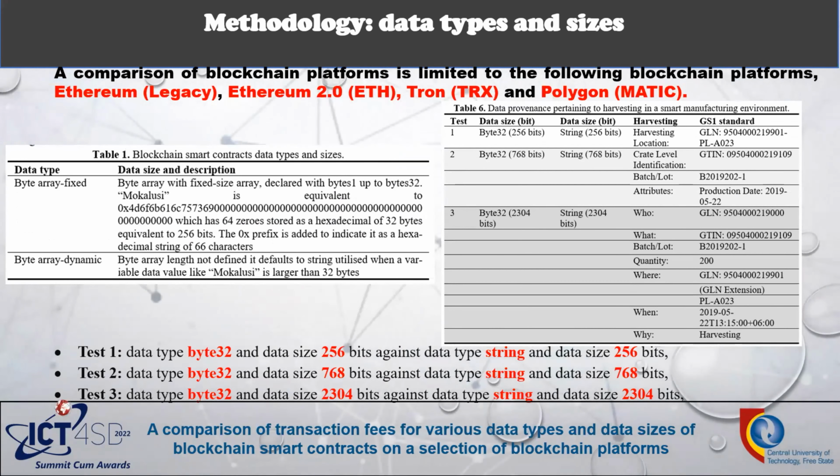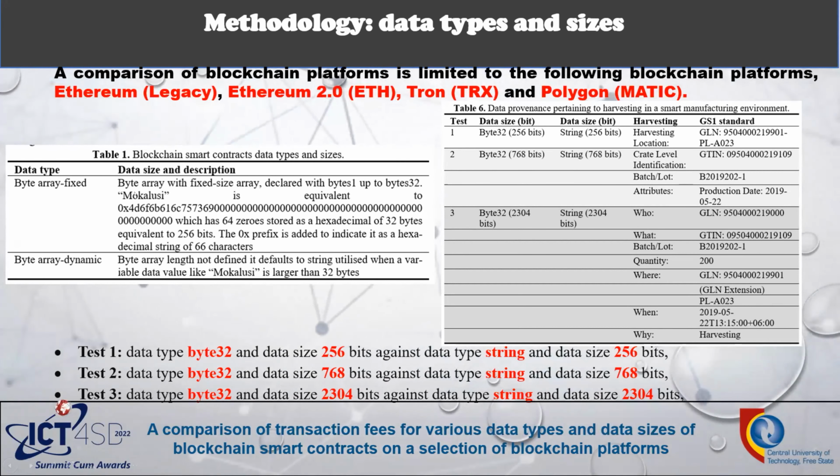There are various data types from static to dynamic, which are and are not limited to integer, unsigned integer, string, and byte. For this paper, the focus is only on the byte array, which is fixed, and the dynamic byte, which by default is a string. The comparison of blockchain platforms is limited to Ethereum, Ethereum 2, whose main release is coming out in September, and then Tron and Polygon.